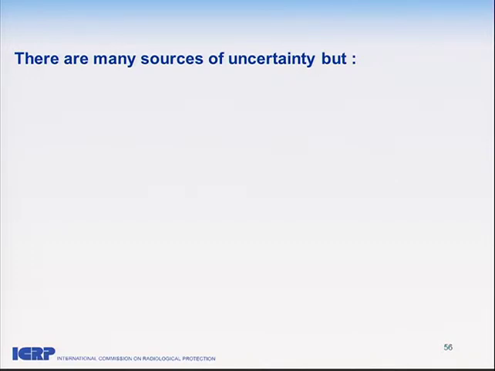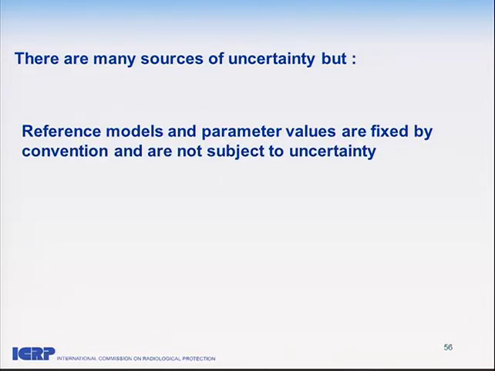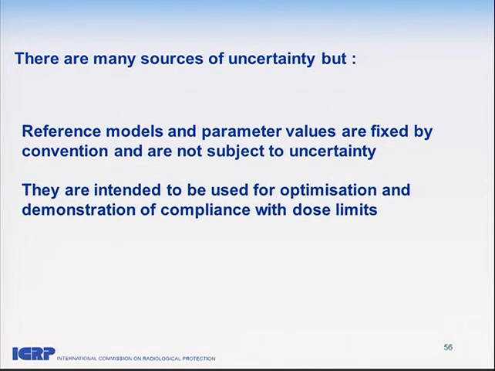But in any case, what we are doing here is building models to calculate effective dose, and effective dose is there to optimize the exposure. The effective dose is made for the reference man and the reference female, the reference person. Because of that, we say that the reference model and parameter values are fixed by convention, and they are not subject to uncertainty because, as I told you, they are intended to be used for optimization and demonstration of compliance with limits. So again, when you calculate effective dose, the effective dose is by definition not uncertain.